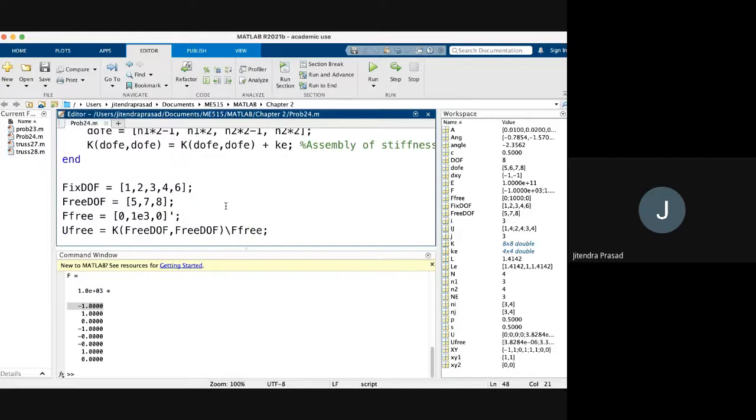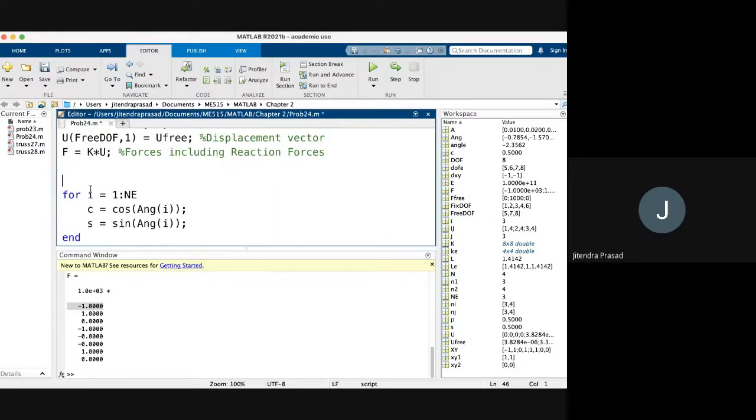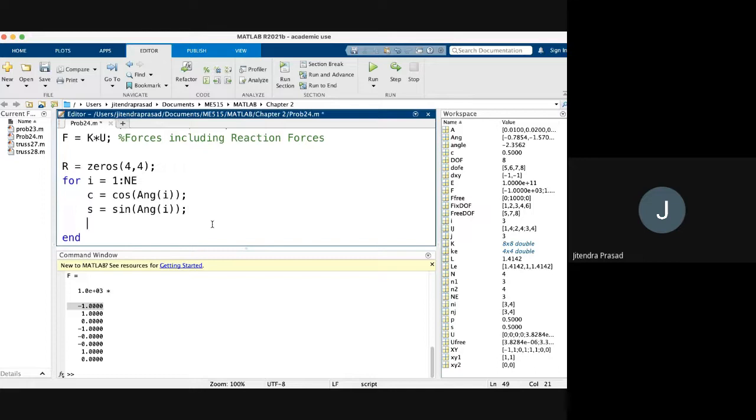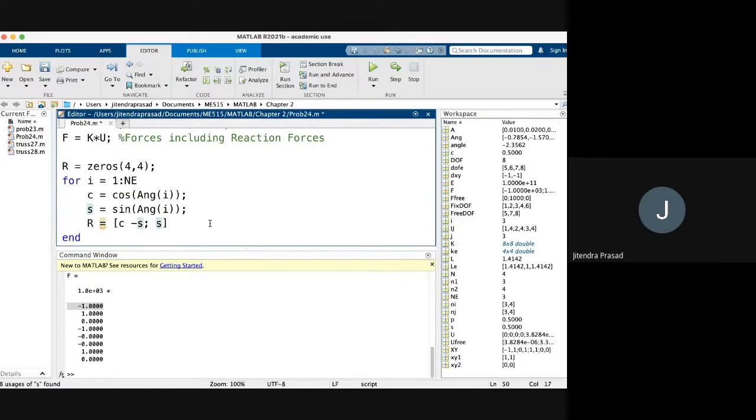Where angle is the universal angle that we have saved. Okay. And then we are going to make the rotational matrix. So we can write R, which is the rotational matrix, equal to zeros, 4 by 4 matrix, we know that. And here we can say R is equal to cos, minus sine, and then sine and cos.